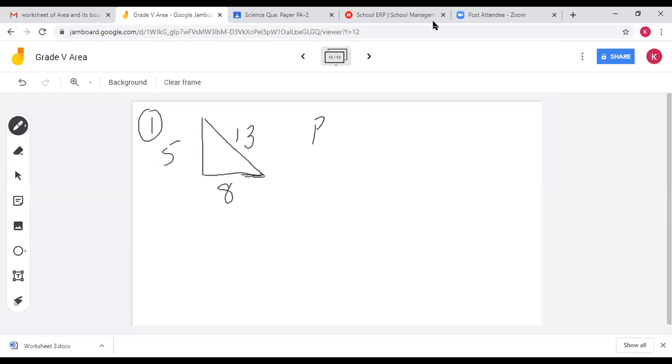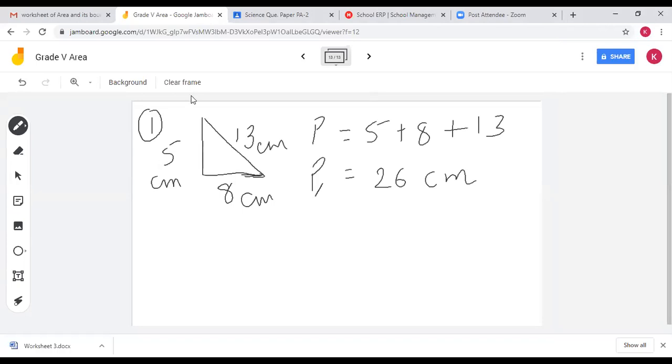So perimeter is equal to addition of all the three sides. All these are in centimeters. Let me make it clear that it is all in centimeters. So 5 plus 8 plus 13, answer will be 26 centimeters. 5 plus 8 is 13. 13 plus 13 is 26. So perimeter of the triangle is 26 centimeters.